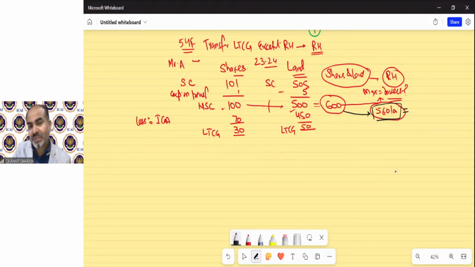Now the problem will arise. You can see shares is long-term capital gain. And investment has been used to purchase the residential house. So shares is eligible to get the exemption under section 54F because long-term capital gain other than residential house, invested in purchase of a residential house. In the same way, land is also eligible to get the exemption under section 54F. So they both will fight. Shares will say, I want to claim exemption under section 54F. Land will say, no, I want exemption under section 54F.